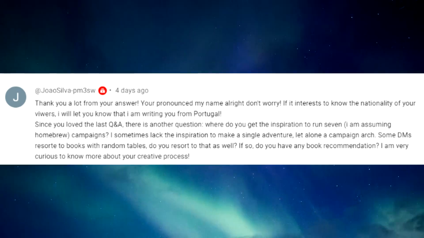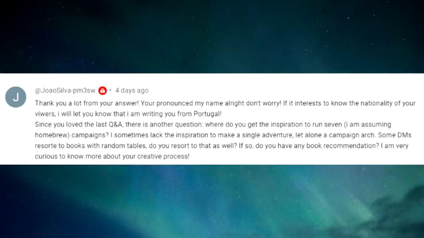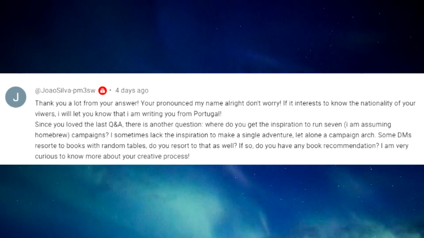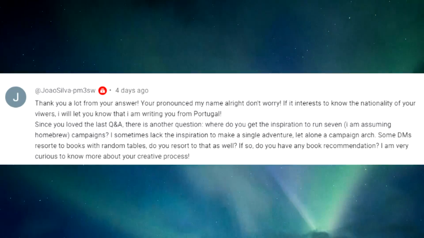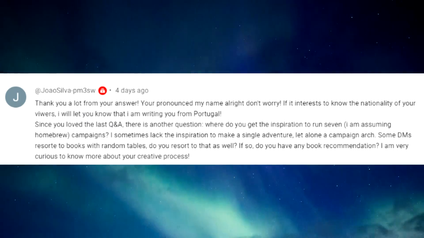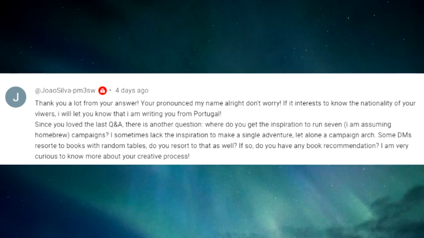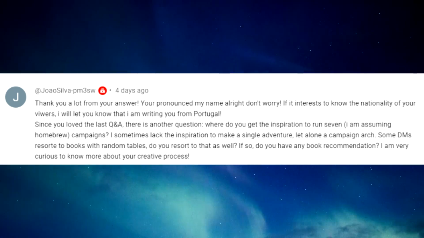And now your question: where do you get the inspiration to run 7, I'm assuming homebrew, yes they are homebrew, campaigns? I sometimes lack the inspiration to make a single adventure, let alone a campaign arc. Some DMs resort to books with random tables. Do you resort to that as well? I can tell you right off the bat, no. If you do, do you have any book recommendations? I'm very curious to know about your creative process.